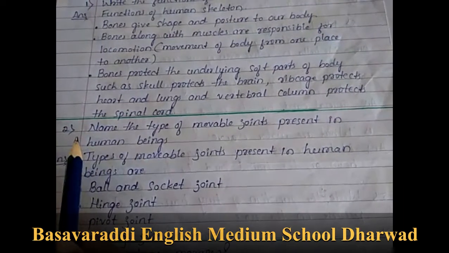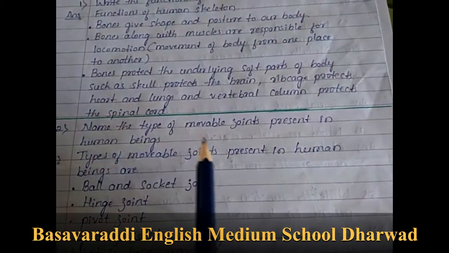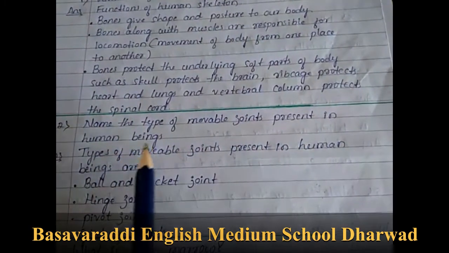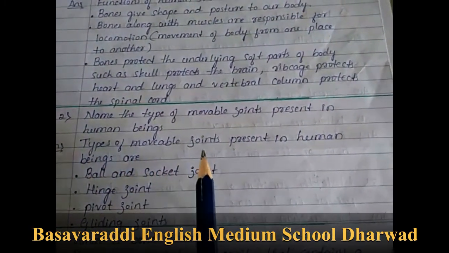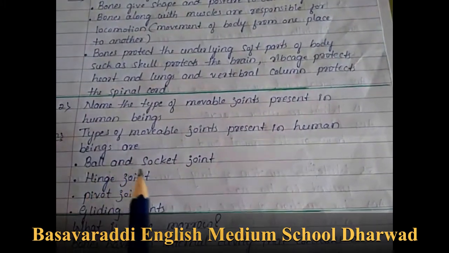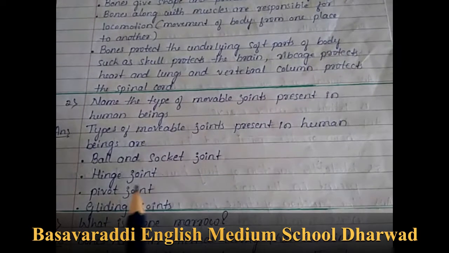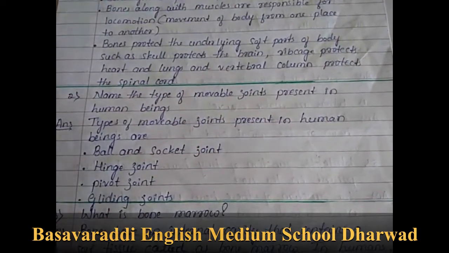Next question. Second one, name the type of movable joints present in human beings. Answer, types of movable joints present in human beings are ball and socket joint, hinge joint, pivot joint, gliding joint.